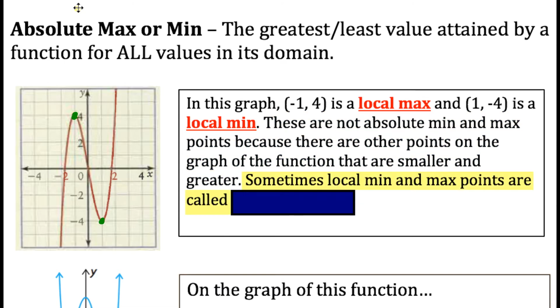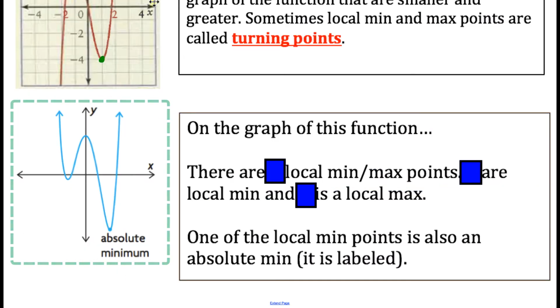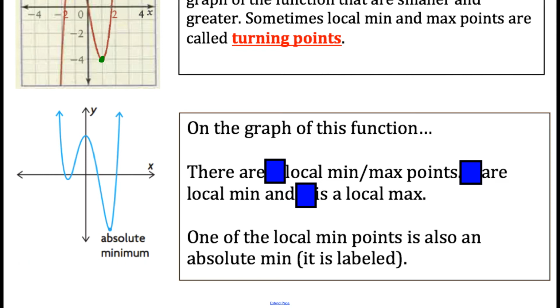Sometimes local min and max points are, and we already talked about this, called turning points. And that's how we're going to refer to them a lot. We're going to talk about the number of turning points polynomial functions have. On this graph, if we look at this blue one, let's just look at how many local min or max points there are. I've already outlined them before, but let me show you again. There are 1, 2, 3 local min or max points.